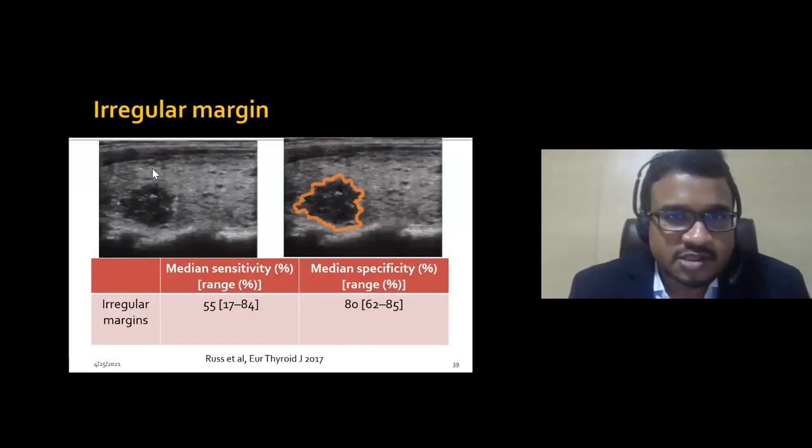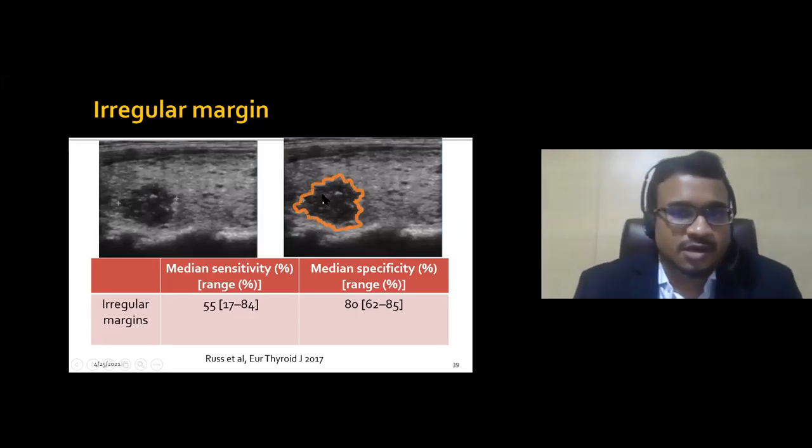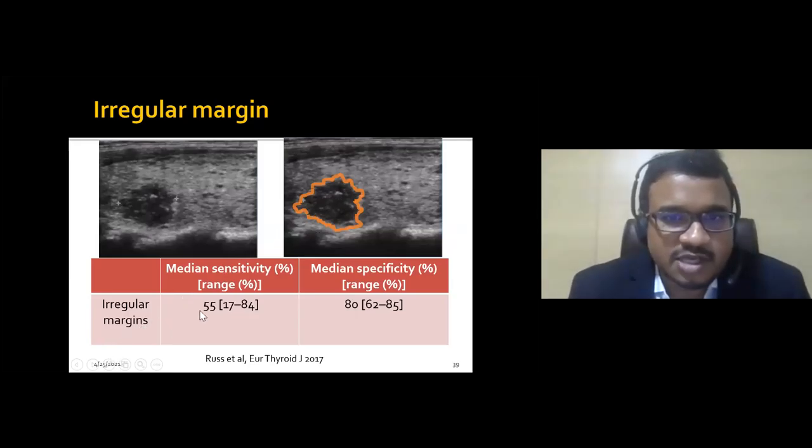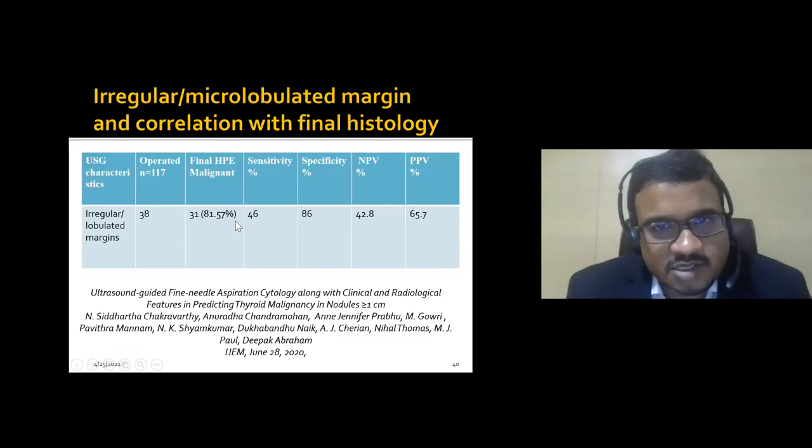And here, this is the thyroid gland, and you have a lesion which is hypoechoic, which has irregular margins as depicted here. It has irregular margins and some calcification. So this is a suspicious thyroid nodule. The irregular margins have a sensitivity ranging from 17% to 88%, with a specificity ranging from 62% to 85%. In our study, the irregular or lobulated margins had a sensitivity of 46% with a specificity of 86%.